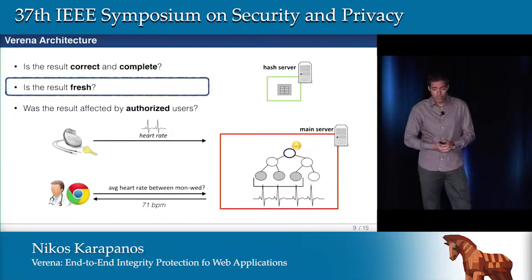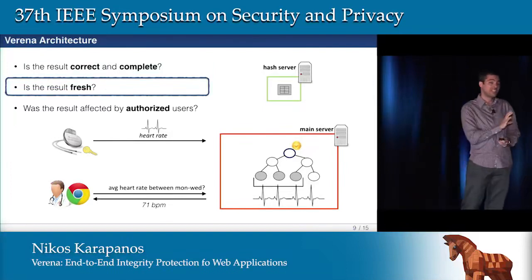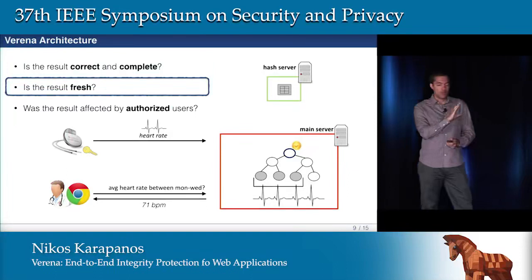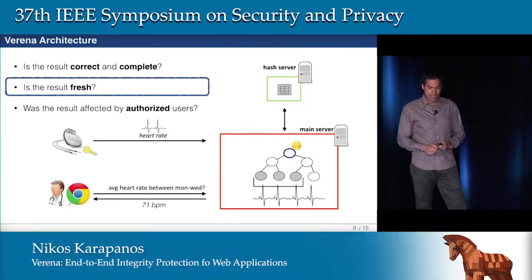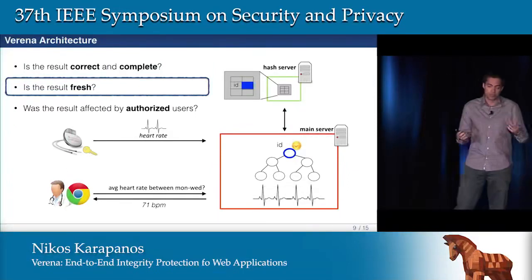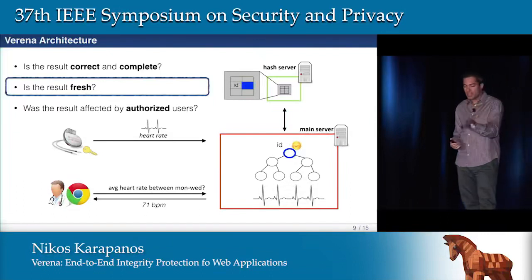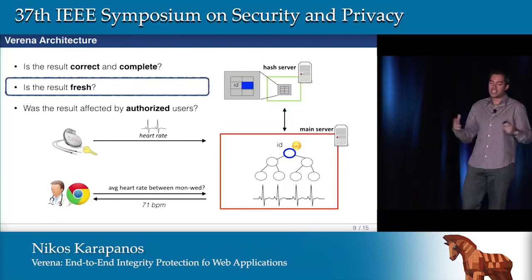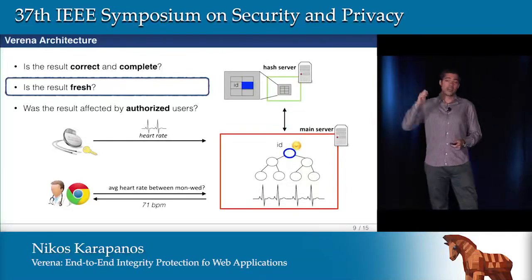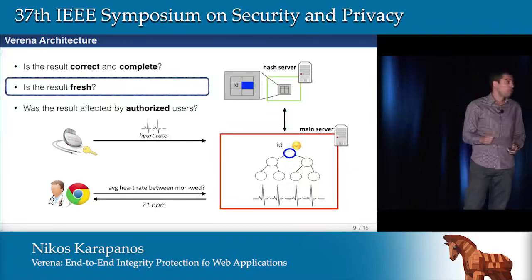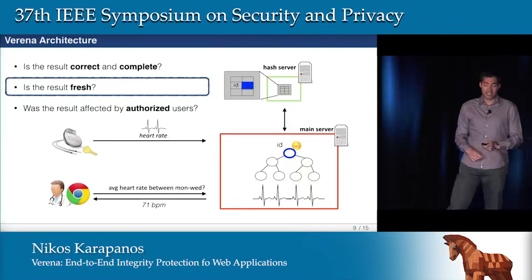So in order to make sure now that what we see is fresh, we need to make use of the hash server. And as I told you, the hash server is more or less a key value store. And if now, for example, this tree that we see on the screen is identified by some ID, then the hash server will store the latest root hash of the tree in its database.